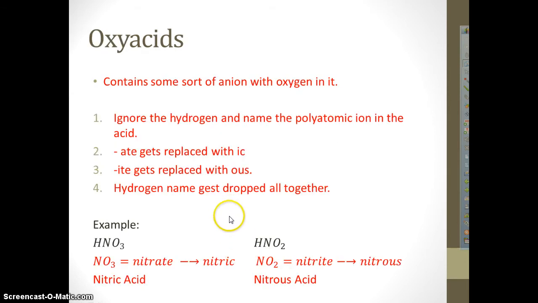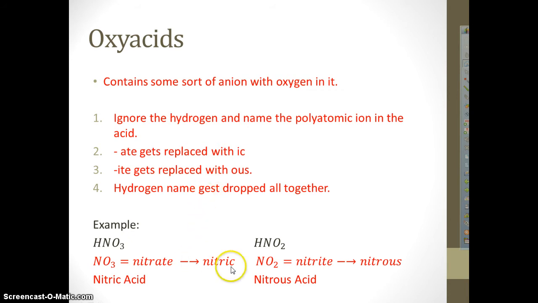All right, let's look at oxyacids. So go ahead and write down steps 1 through 4. An oxyacid is any type of acid that contains an oxygen in it, hence the oxy part of the oxyacid name. And excuse this typo here, it should be gets dropped altogether. Slip of the finger there for that.